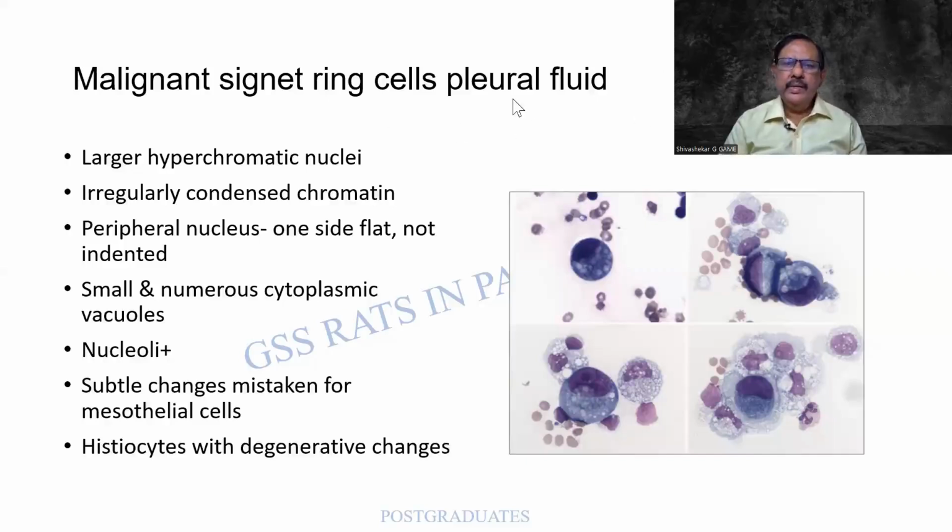Malignant signet ring cells in the pleural fluid. They have larger hyperchromatic nuclei, irregularly condensed chromatin, peripherally located, and on one side the nucleus is flat, not indented. There can be numerous small cytoplasmic vacuoles. Nucleoli can be present, and subtle changes can be mistaken for the mesothelial cell. Remember, this is pleural fluid, and histiocytes with degenerative changes. That is what is shown in this picture, and these, having a flattened surface, are probably malignant.